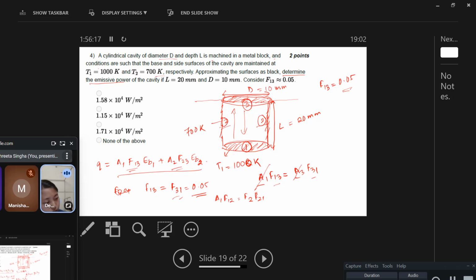Okay, we don't require this. We require F23, right? So F1, we can also write F31 plus F32 plus F33 is equal to 1. We have to use this. So I have written this equation.